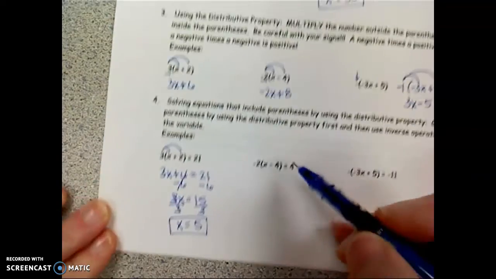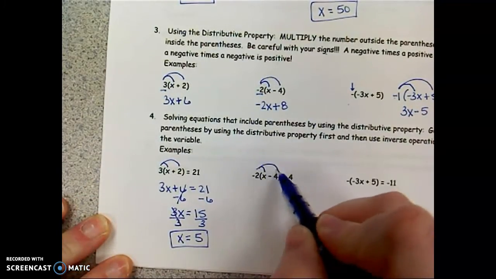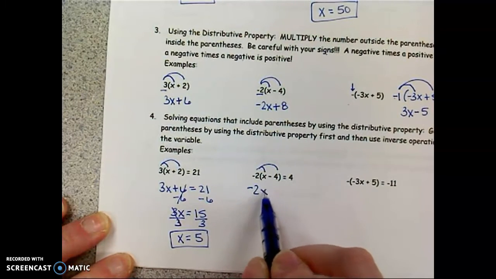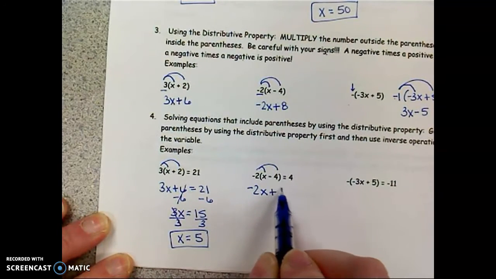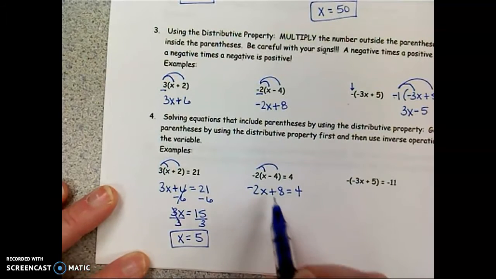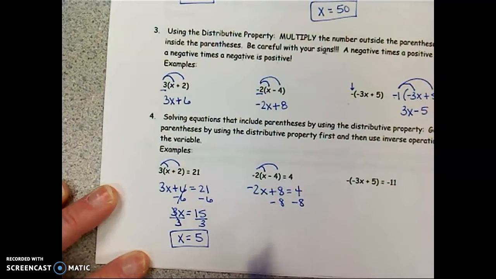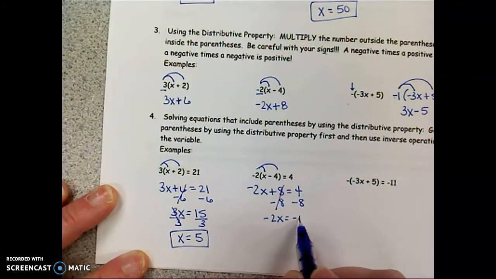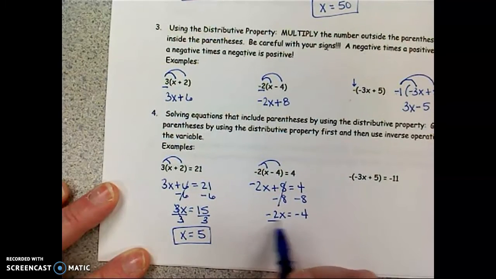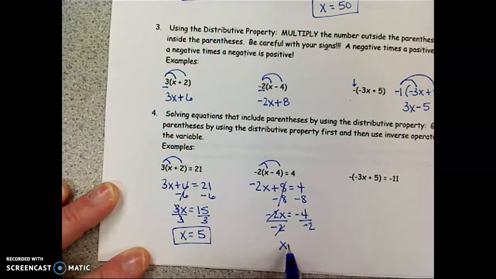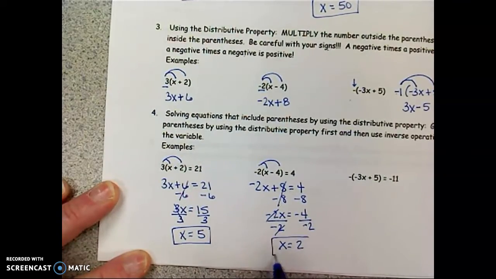On the second one, just like we did up here, we're distributing the negative 2. Negative 2 times x is negative 2x, and negative 2 times negative 4 is positive 8. We're going to undo the addition of 8 by subtracting 8 from both sides. The positive and negative 8 cancel, leaving me with negative 2x equals 4 minus 8, which is negative 4. We're going to divide both sides by negative 2 to undo that multiplication. And the negative 2's cancel, leaving me with x. And a negative divided by negative is positive. Negative 4 divided by negative 2 is positive 2.